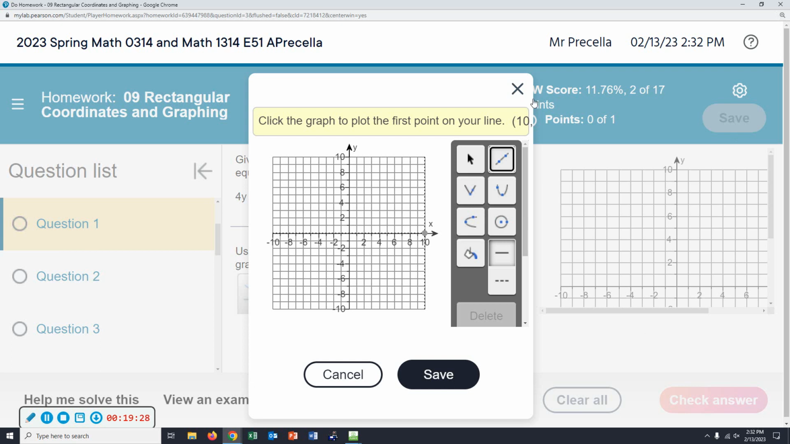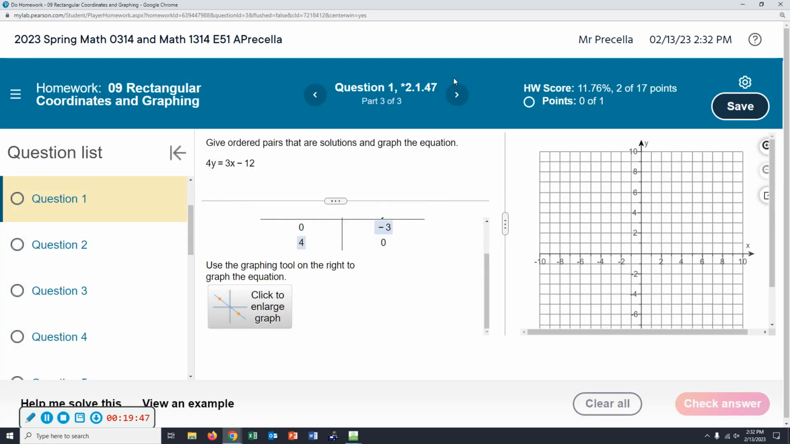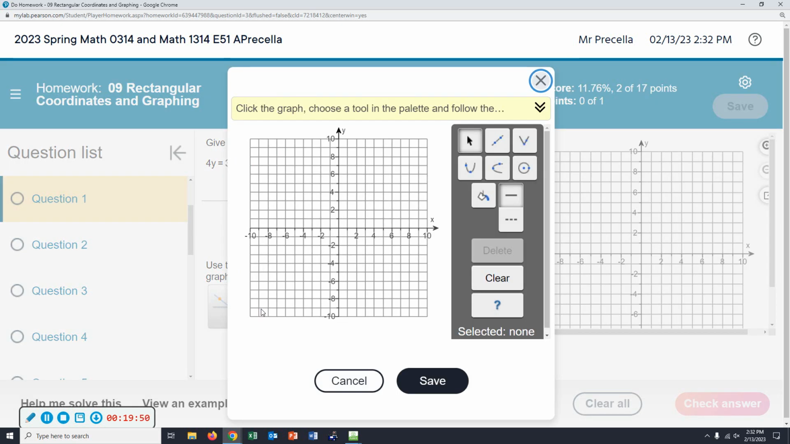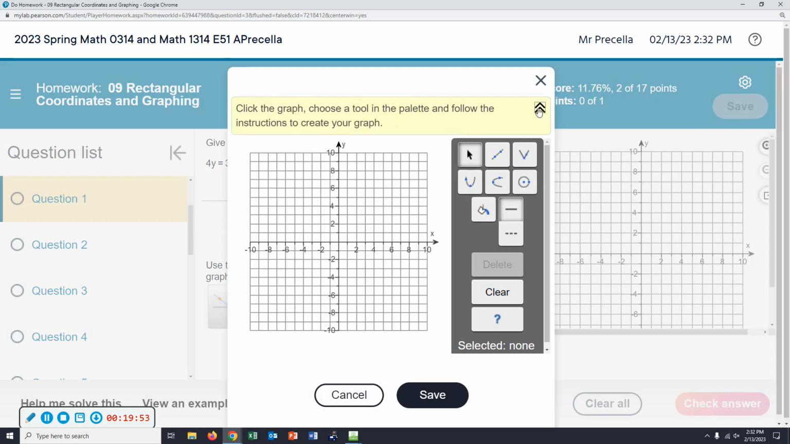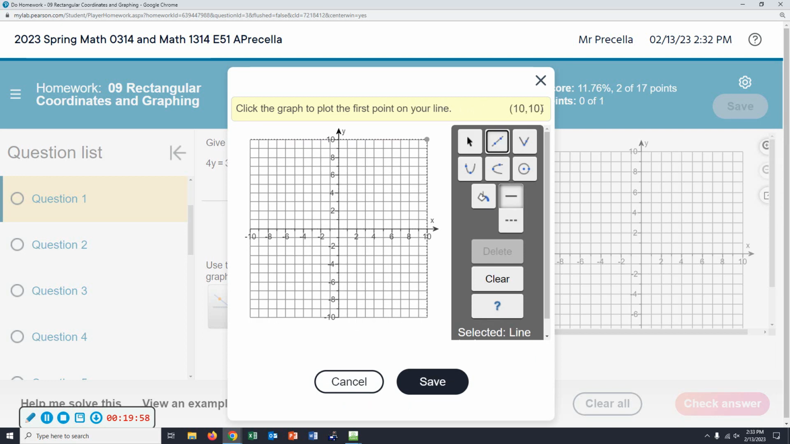Something's going on here. Let me just click again. So we chose the line. Now we're going to, okay, good. It's showing these numbers up here. That's the ordered pair where your cursor is. Okay, I was way up here at 10, 10.